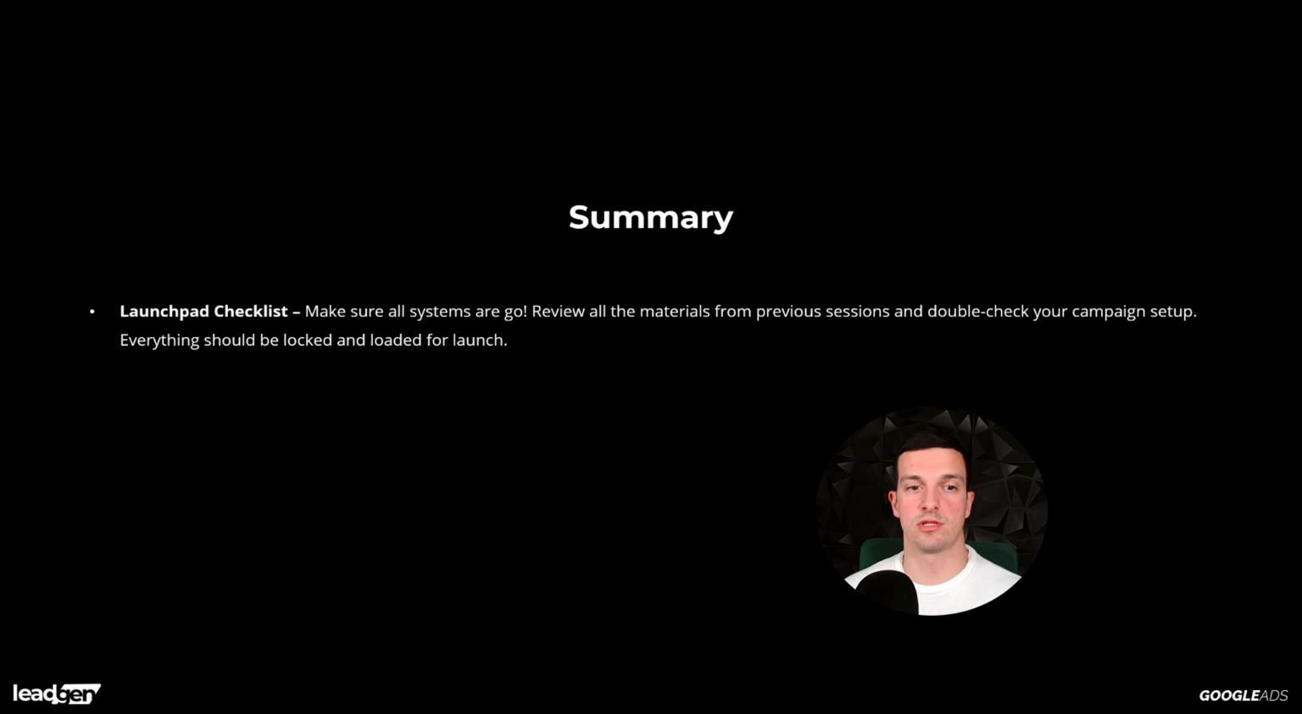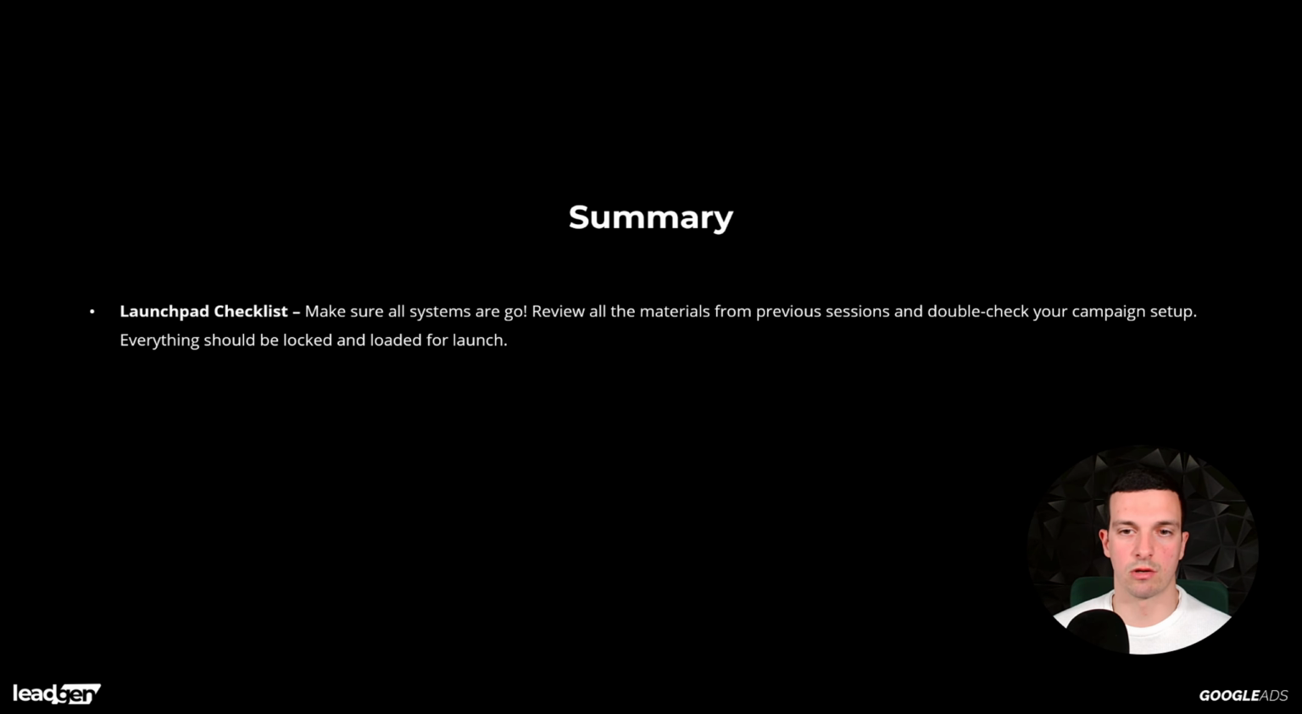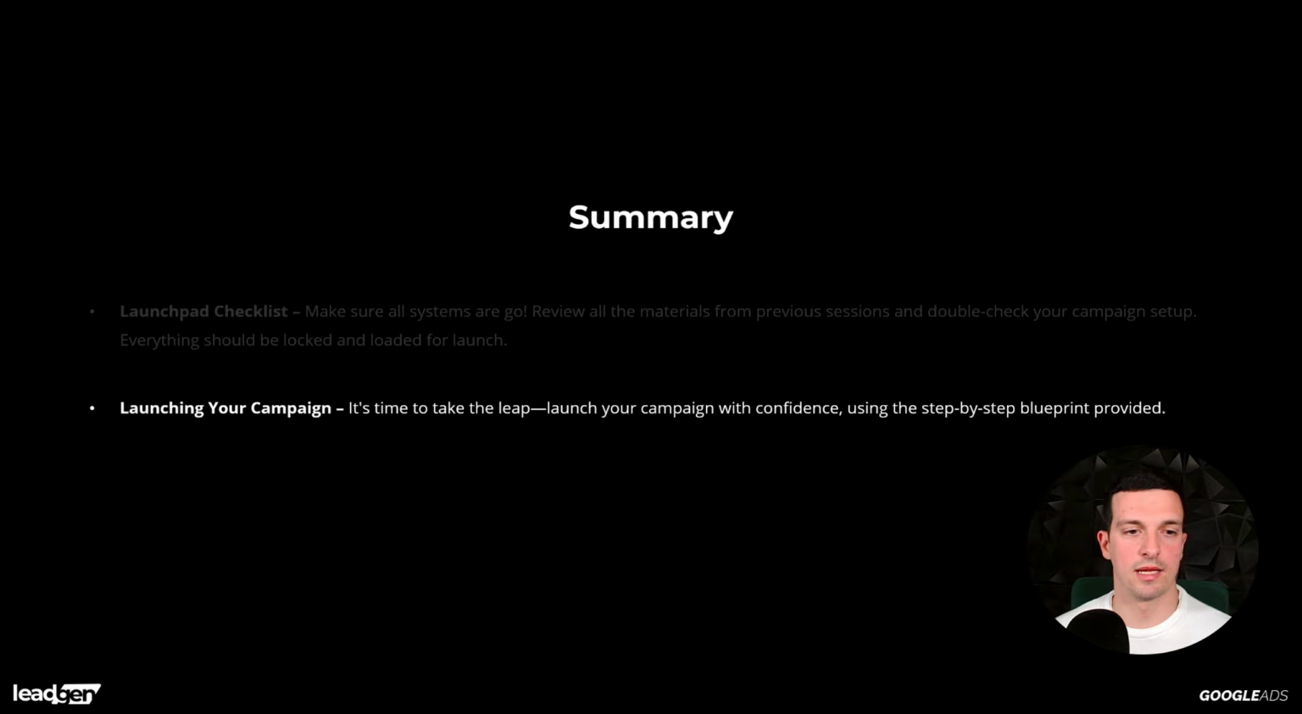Summary, Launchpad checklist, make sure all systems are go, review all the materials from previous lessons and double check your campaign setup. Everything should be locked and loaded for launch. Landing page, tracking, keyword research, campaign structure sheet, and ads are ready, and then you're ready to launch. And then launching your campaigns, it's time to take the leap, launch your campaign with confidence using the step-by-step blueprint provided. So please set aside time for this, go step by step, follow my steps, and launch your first campaign, optimize on the right objectives, and I really want you to succeed.